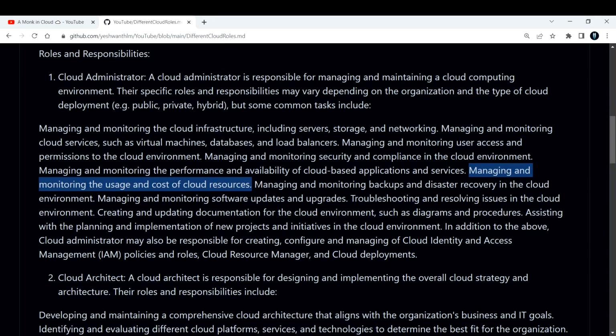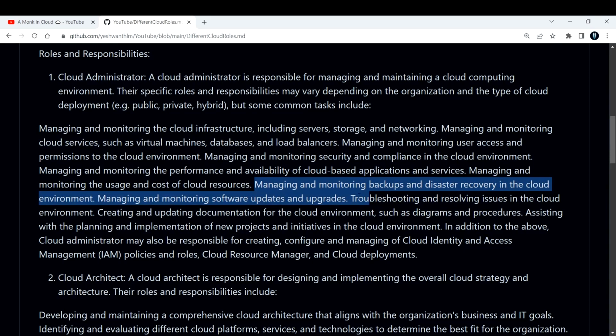You should know how to manage your cost, how to check the usage of the cost for that particular month, and all those things you need to know. Okay, basically billing and cost information. You would also need to know managing and monitoring backups, disaster recovery plans, and all those things in your cloud environment. Next, you should also know how to manage and monitor software updates and upgrades.